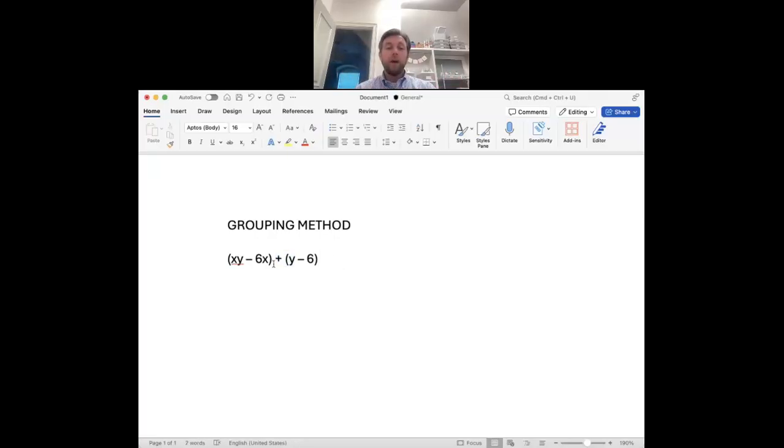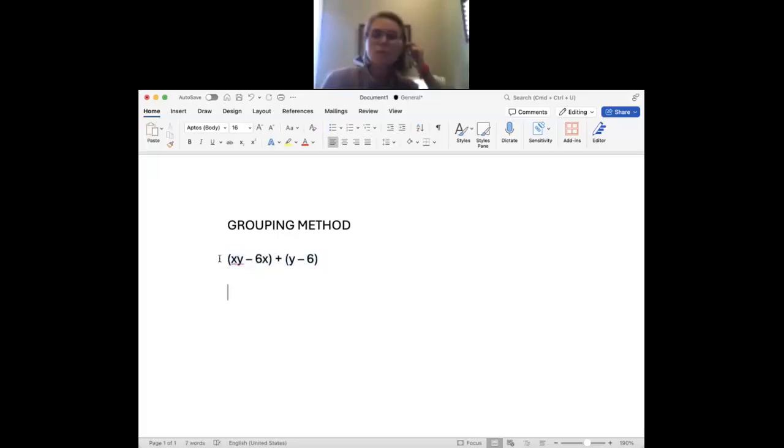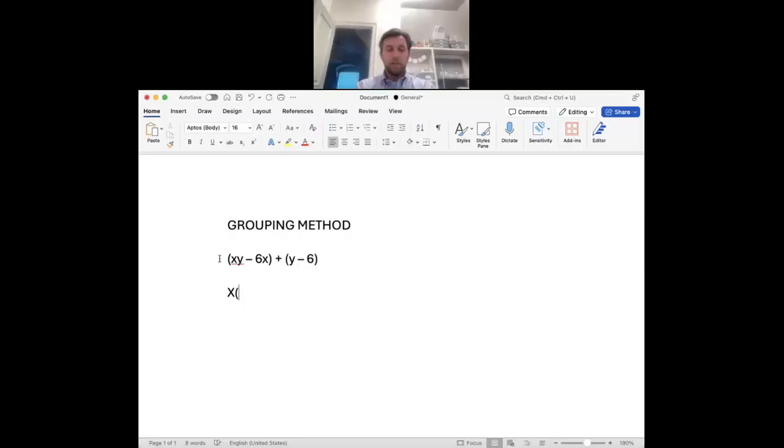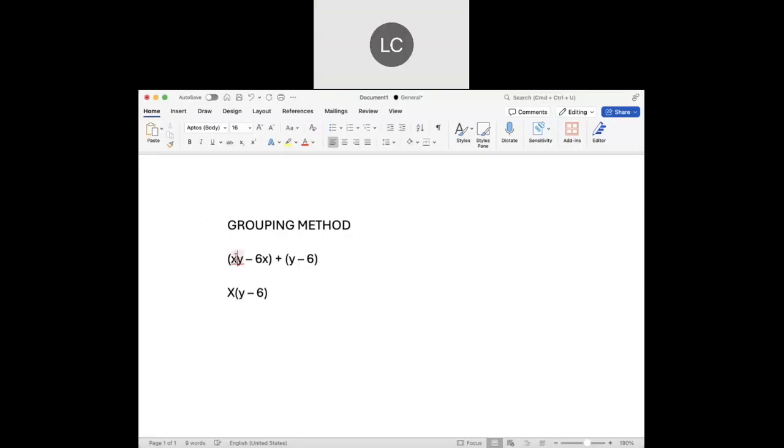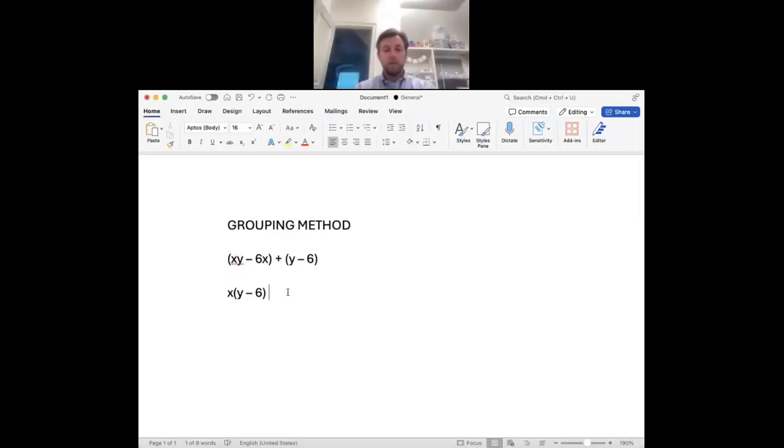So now I want to look at the GCF in the first parentheses. What's the GCF between xy and 6x? X. So when I pull an x out, what's left in the parentheses? Y minus 6, right. When I pull an x out, it leaves the y. When I pull an x out, it leaves the 6. Okay, bring down that plus sign.